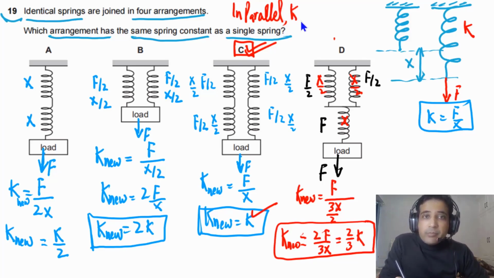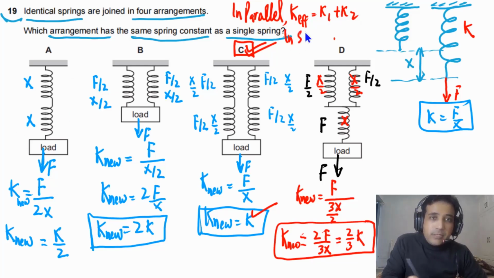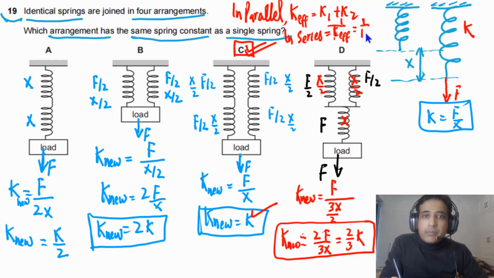And when springs are connected in series, K effective is like resistors connected in parallel. So 1 over K effective will be equal to 1 over K1 plus 1 over K2 and so on. So these springs are connected in parallel, and these are connected in series. You can also use the formula, and you will get the same result.